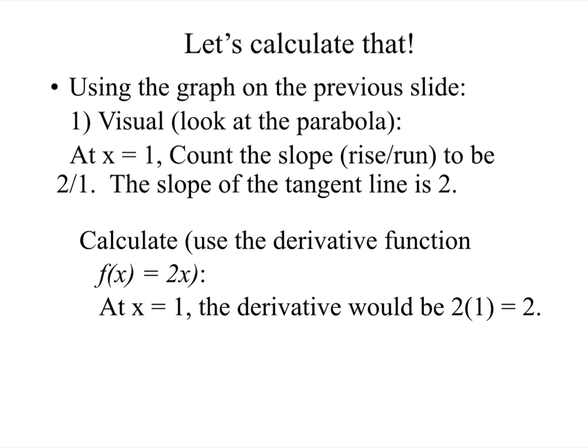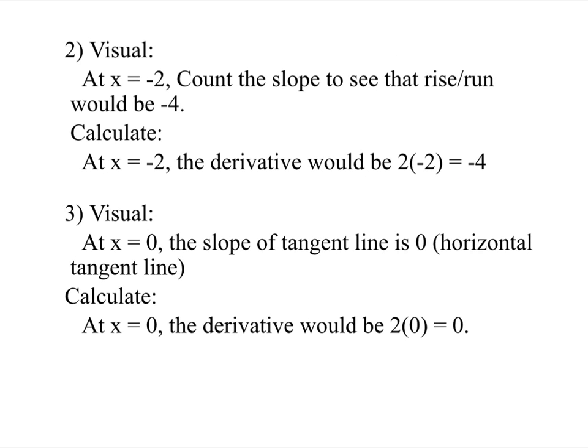So I've shown those calculations here. This is what we were just looking at. At x equals 1, we counted and found out the rise over run was 2. And then we plugged it into the function 2x and found that the actual value would be 2, which is the same. So counted slope of the tangent line and calculated slope of the tangent line are the same thing. I did that also at -2, and we found out the slope would be -4 if we counted. And if I plug it into the derivative, it's -4. And we did a 0.